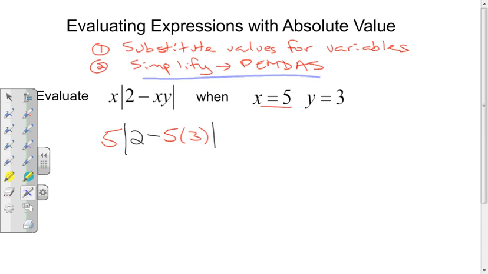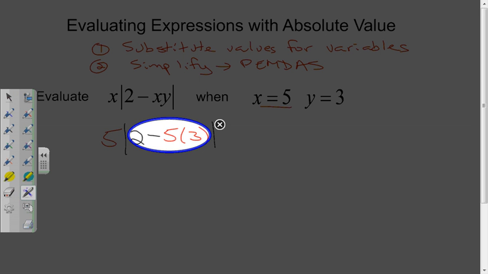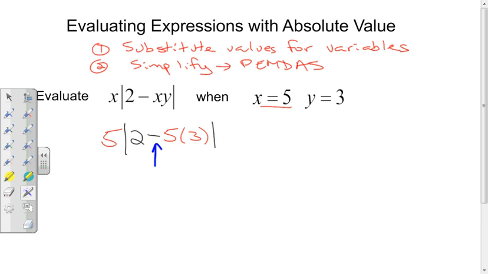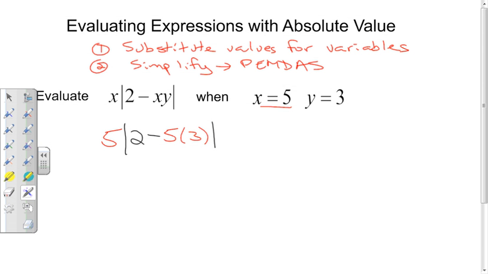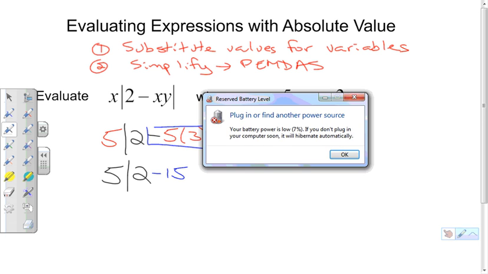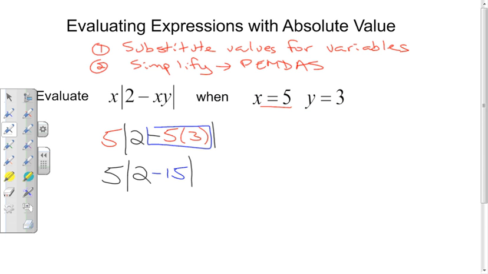Treating absolute value as if it is a grouping symbol, we will simplify inside the absolute value first. We notice that we have minus and times. We should focus on doing the times first. Now, if you notice, I circled the minus sign because I'll treat that as a negative when I go to process it. So right here, I'm going to do that part first. Writing from left to right, 5 times the quantity of the absolute value of 2 minus 5 times 3, which is negative 15, closing off the absolute value.